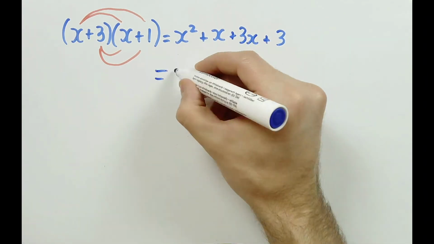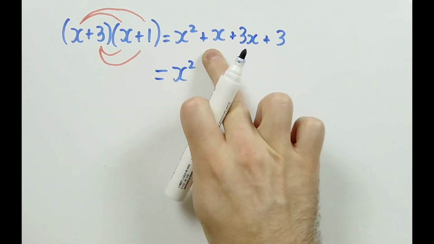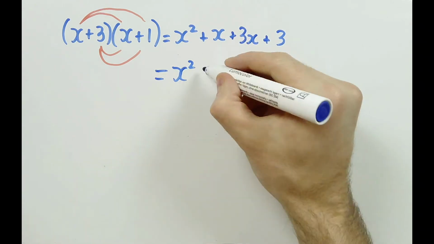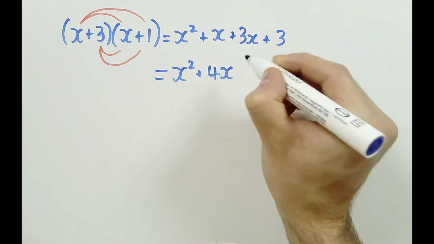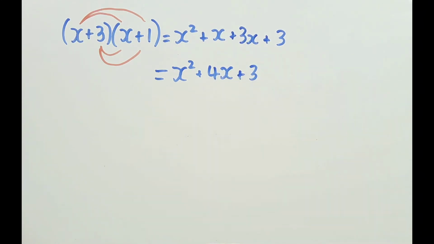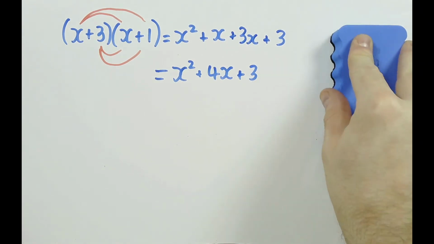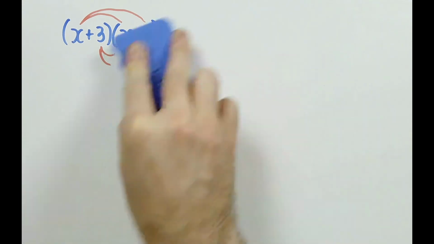Then if we simply collect like terms, we'll see only x and 3x can be added together. x plus 3x, 4x, plus 3. And that is that equation simplified or expanded using the distributive law. So let's have a look at another example.